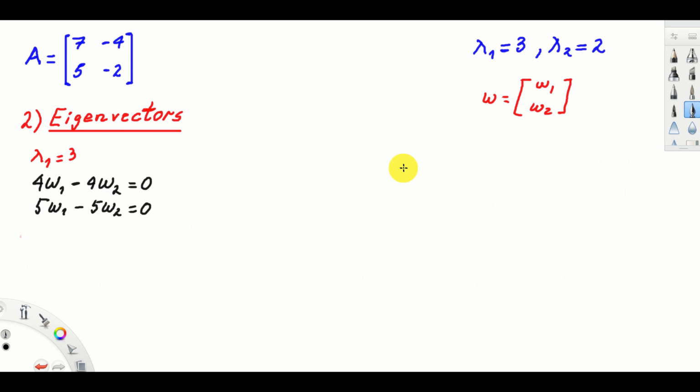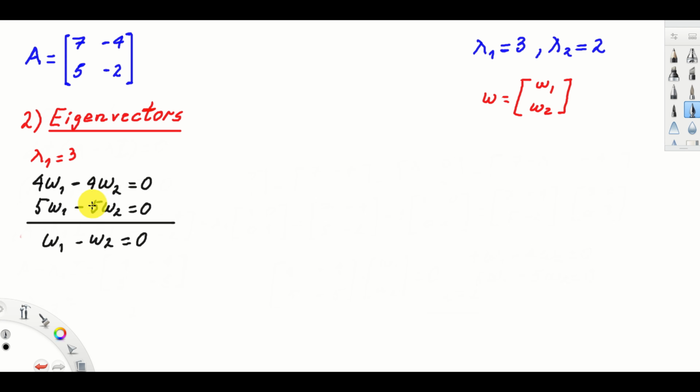So what is the solution of these two equations? Well, let's analyze these two equations. Now, if we divide the first equation by 4, we will obtain w1 minus w2 is 0. So this is the first equation.